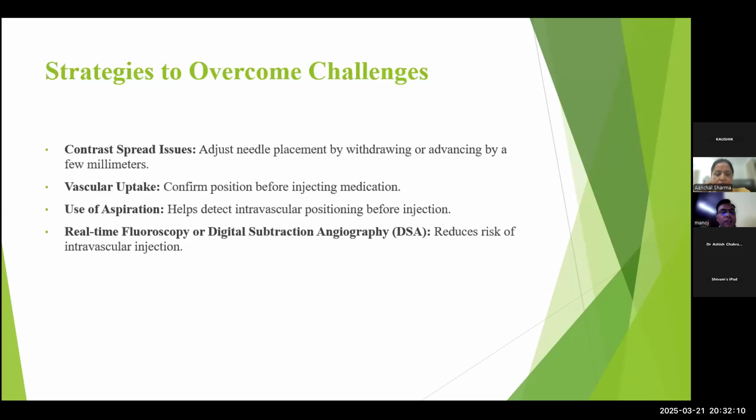They advise strategies to overcome these challenges: adjust the needle placement by withdrawing or advancing by a few millimeters if there is a contrast spread issue. If there are chances of vascular uptake, confirm position before injecting any medications, and always use aspiration before giving contrast. Real-time fluoroscopy and/or digital subtraction angiography also reduces the risk of intravascular injection.